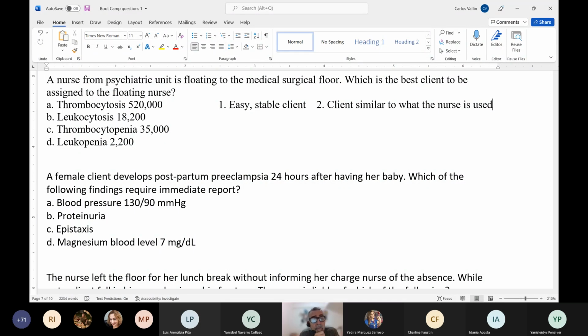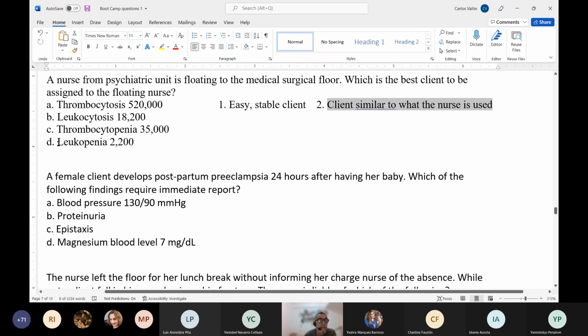A patient with leukocytosis, you assume is infected. A patient with thrombocytopenia is a risk for bleeding. Is a patient that is unstable. Is an immediate risk for bleeding. A patient with leukopenia is a risk for infection. Is a specialized patient. So the easiest patient there is the thrombocytosis. It doesn't disqualify my second option. That was what misguided you.